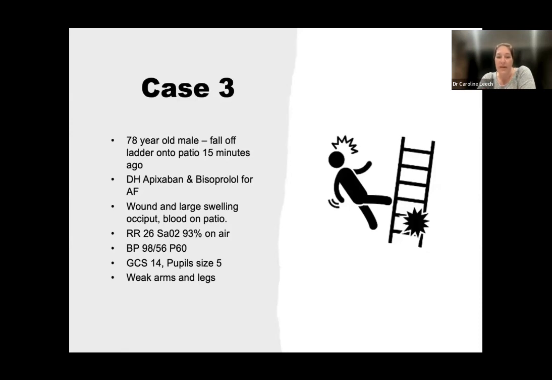There's his obs. So he is hypotensive for a 78-year-old man, and maybe his pulse is normal because he's on bisoprolol. But also, what's the cause of his shock? Is it external blood loss? Is it internal blood loss? Or has he got a spinal cord injury? So I'm going to actually have a proper look at the arms and legs. He's GCS 14, confused. His pupils are fine. But yes, there's something not right about this gentleman's arms and legs.